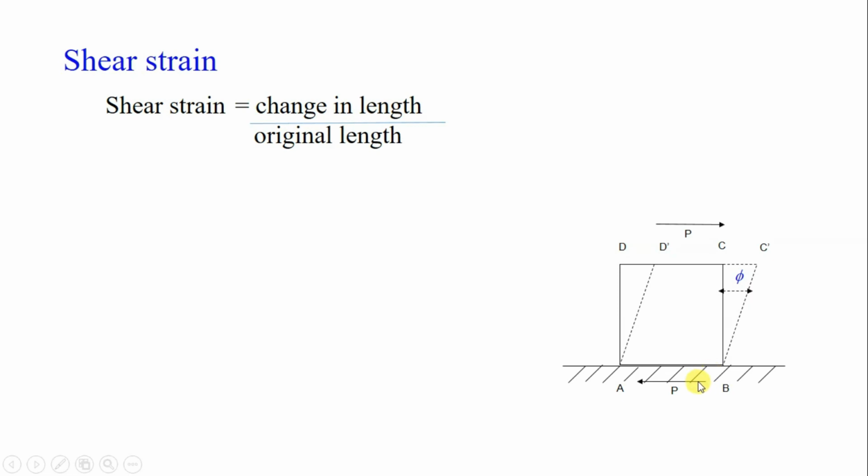So what happens? The DC is moved to D dash, C dash, and that C dash extended length is your delta L, that is change in length. So here the shear strain becomes change in length by original length, that is C dash divided by the original length CD, that becomes C dash by BC, because CD is equal to BC also. So from this triangle we get the shear strain as phi radians.